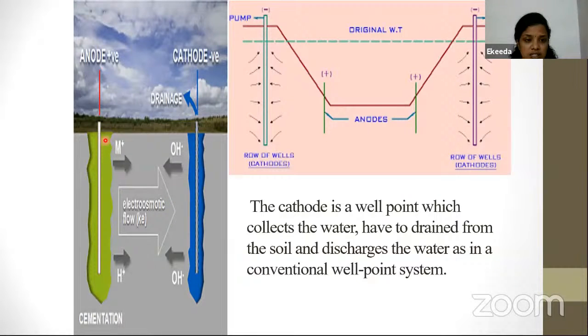So this is the process: anode and cathode are installed in the soil mass, and we are passing electricity through it. So what happens is, when we pass electricity through the soil mass, the water present inside the pores of the soil particles will split itself into OH negative and H positive, and OH negative will be attracted towards the anode, whereas H positive will be attracted towards the cathode.